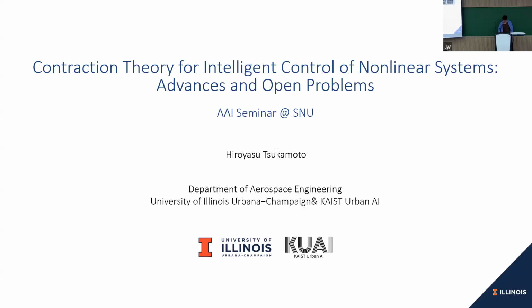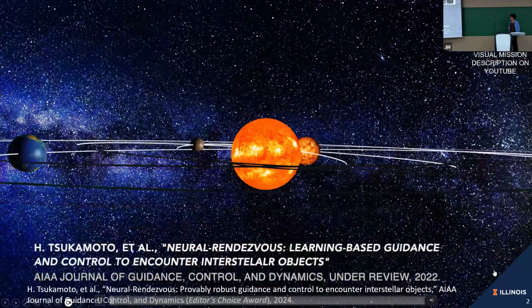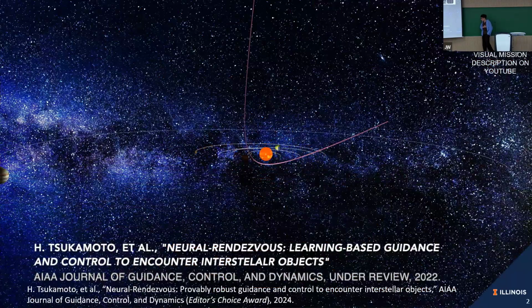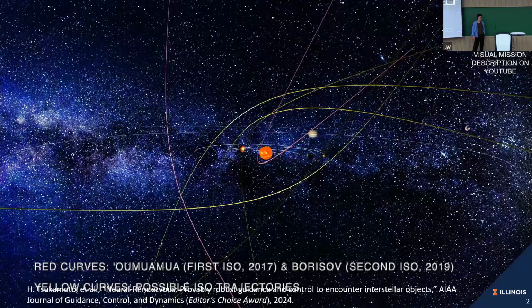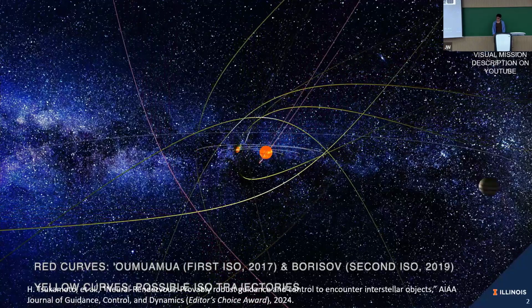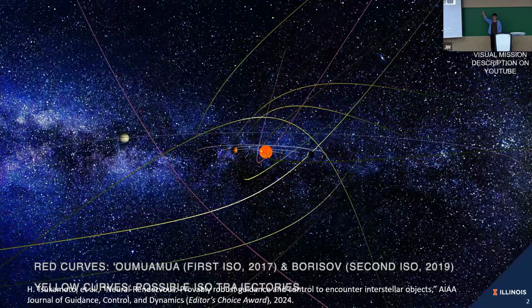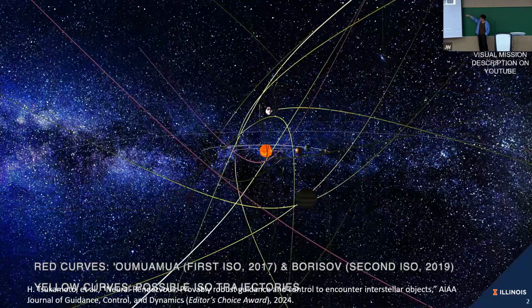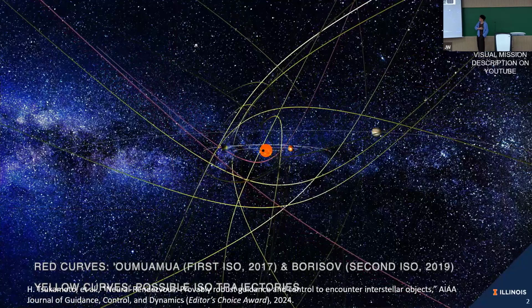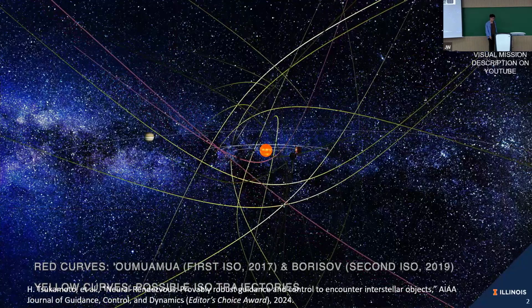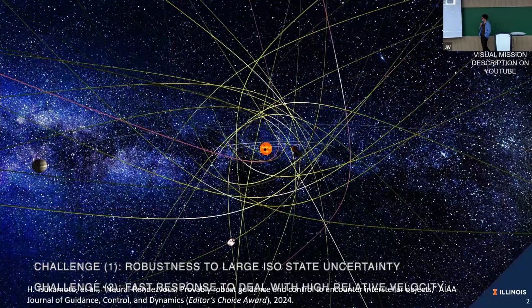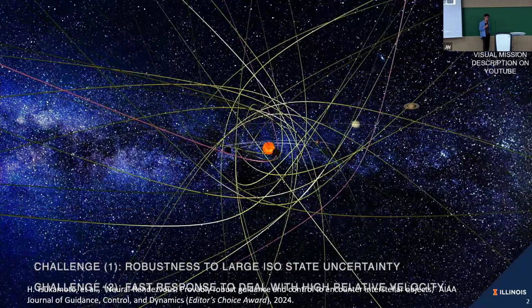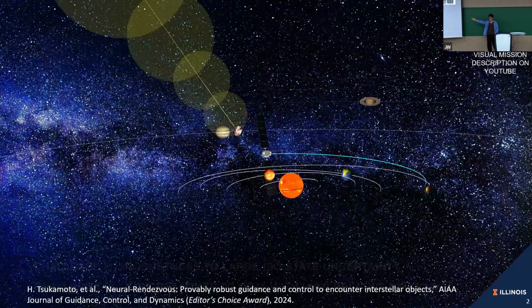So let's see if this works. Okay. This is one of the representative projects we had with contraction theory, and this is about data reference. You can see the actual one at the very bottom. These yellow curves and the pink curve are the trajectories of what we call interstellar objects coming from outside of the solar system to visit us.